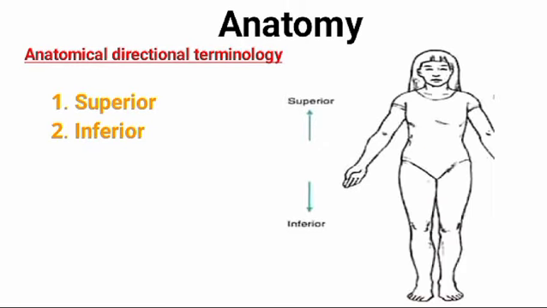Now, the anatomical directional terminologies are: number one is superior. Superior means the part is above another or closer to the head, which is cranial. Second one is inferior. Inferior means the part is below another or towards the feet.